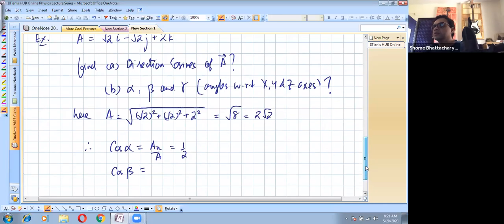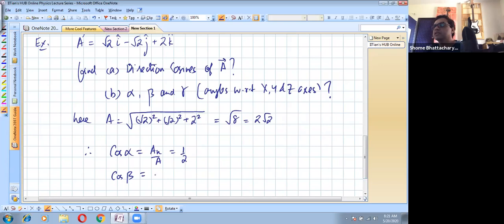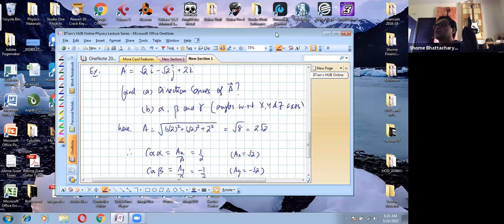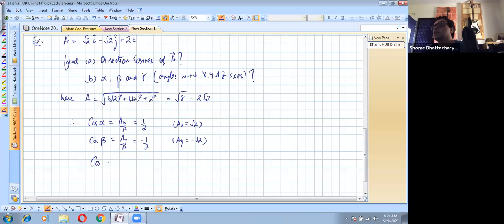Yes, Arnav, that is correct. So Ay by A will be minus half, because remember, Ay was minus root 2, whereas Ax was positive. So this is where we have to be mindful of the sign. Be really careful in a question like this. And cos gamma, which is Az upon A, will become 1 by root 2. So that's your first part. These are your direction cosines: cos alpha, cos beta, and cos gamma.